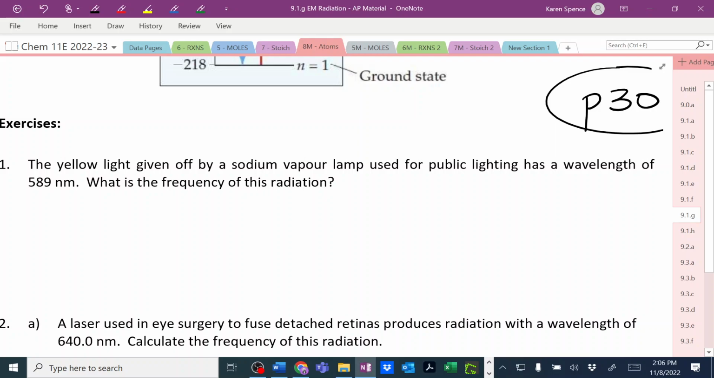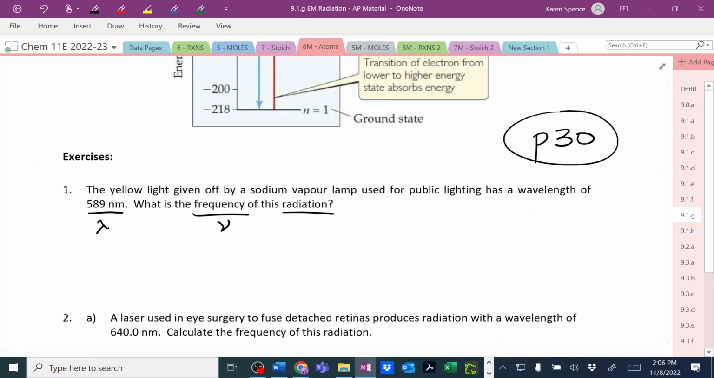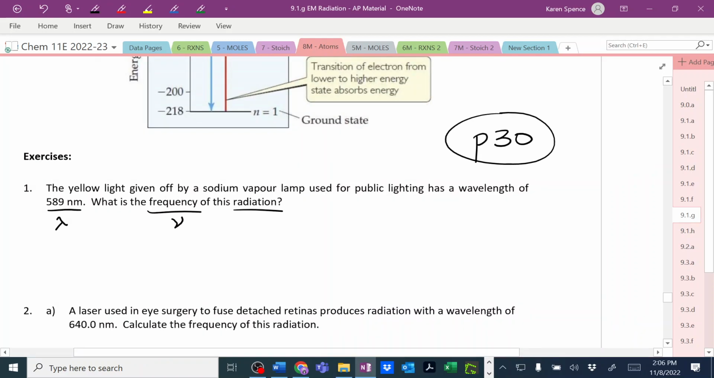So we would like the frequency. We know the wavelength. We want to find the frequency. And when I draw frequency, I draw it like that, so it looks really obvious. It's like the V is running. So you have to ask yourself, is there a formula that relates lambda and nu? Yes, there is. And that is c equals lambda times nu.